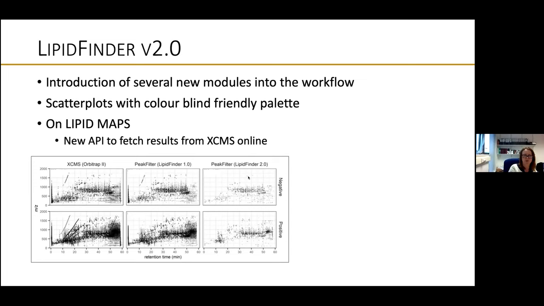There's also an API interface so that you can use XCMS and then LipidMaps. You can fetch the data from XCMS Online and move it across into LipidFinder. So it streamlines the interface between these two programs if you want to use one after another.